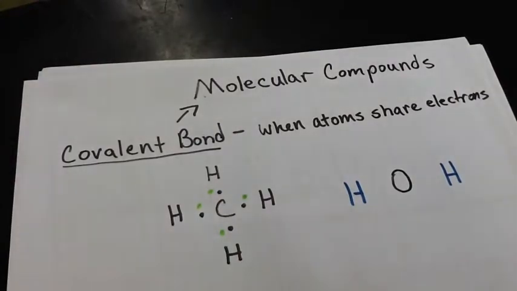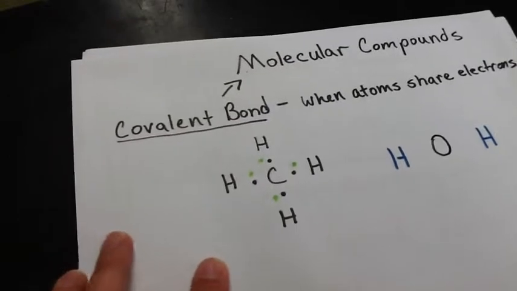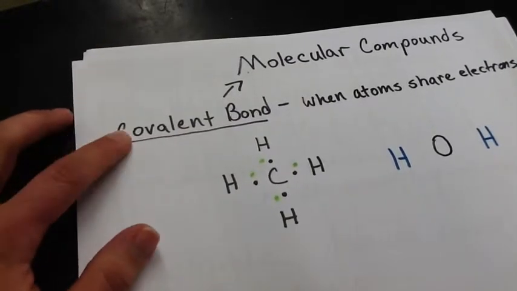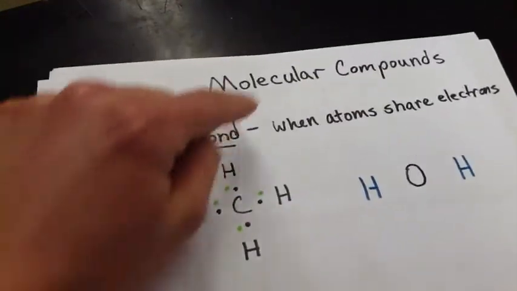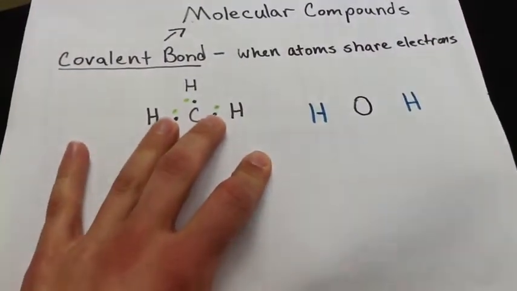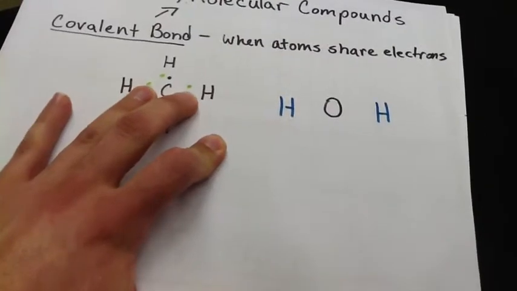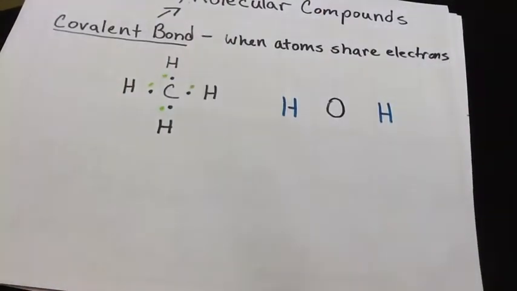These guys have to bond. Molecular compounds. Molecular compounds come from covalent bonds. So it's just like an ionic bond forms an ionic compound. Covalent bonds will give us molecular compounds. So, what is a covalent bond? Covalent bonds are when atoms share electrons.